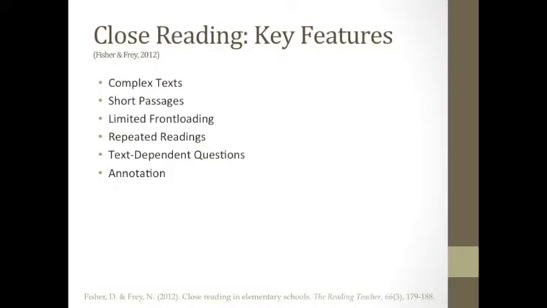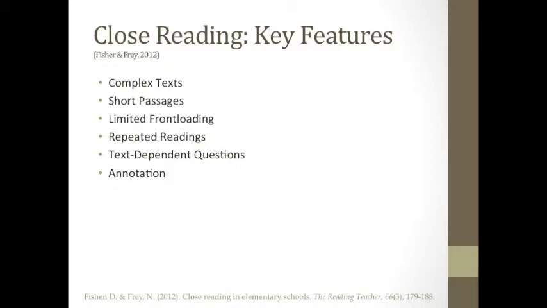Limited front loading, so not giving students too much information before giving them a text. So with a primary source, we might give them a little information about maybe the context around it, but not enough information about what they're actually going to read, so that they can figure it out for themselves through the text and ask questions about it. Again, repeated readings, so that you're going back to the text multiple times so that you're really engaging with the text.